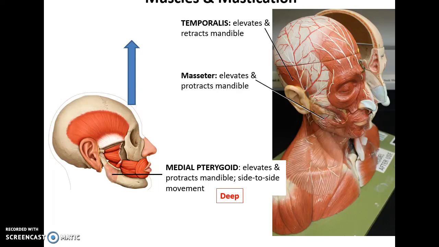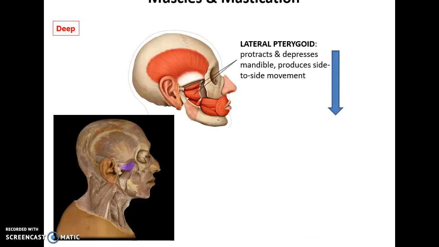These 3 muscles all help to elevate the mandible so that we are able to lift our jaw when we chew. The temporalis elevates and retracts or pulls back the mandible. The masseter elevates and protracts or pulls forward the mandible. And the medial pterygoid elevates and protracts the mandible and also helps do that side-to-side movement of the mandible that we so rarely need. To help lower the mandible, we have the lateral pterygoid, another deep muscle going from the sphenoid bone down to the mandible. And it helps to protract as well as depress or lower the mandible and also helps in that side-to-side movement.